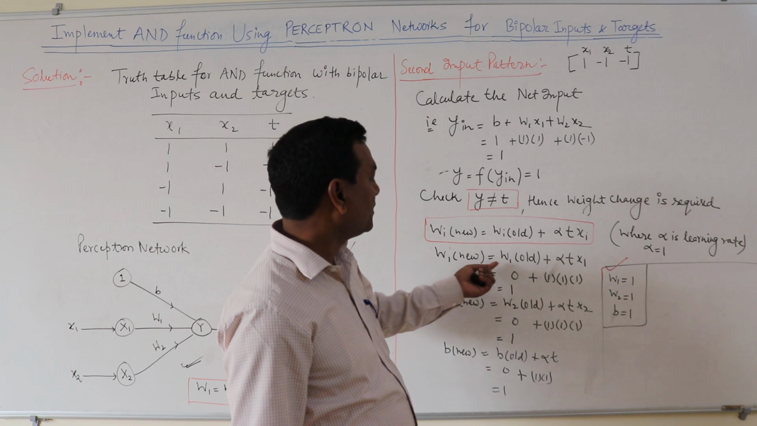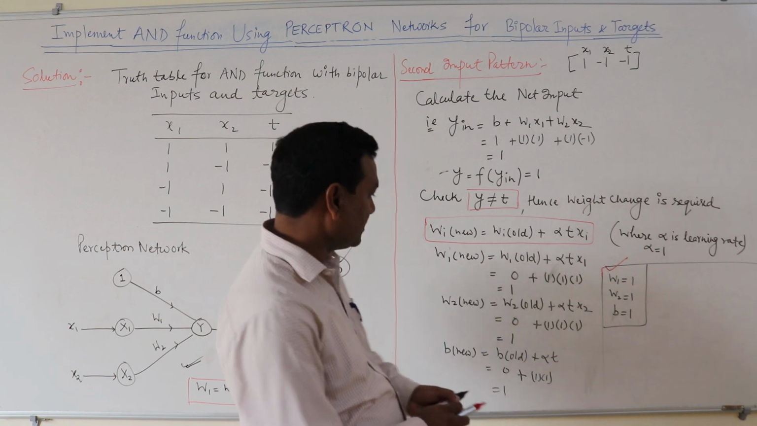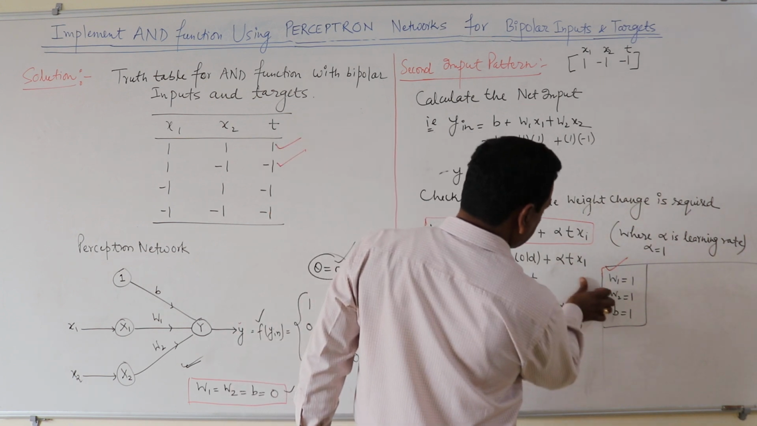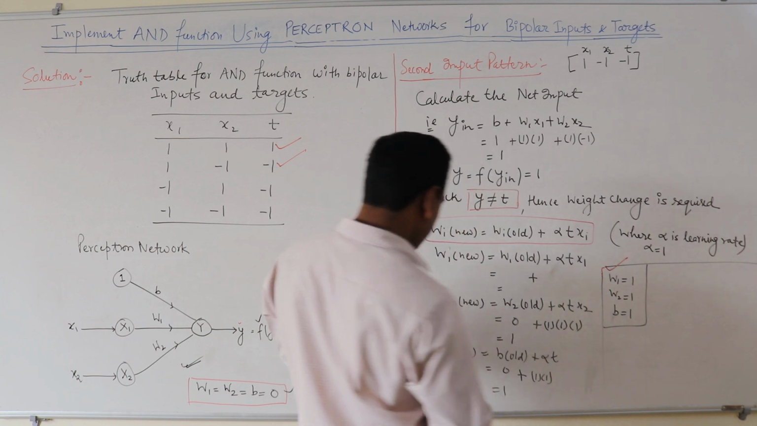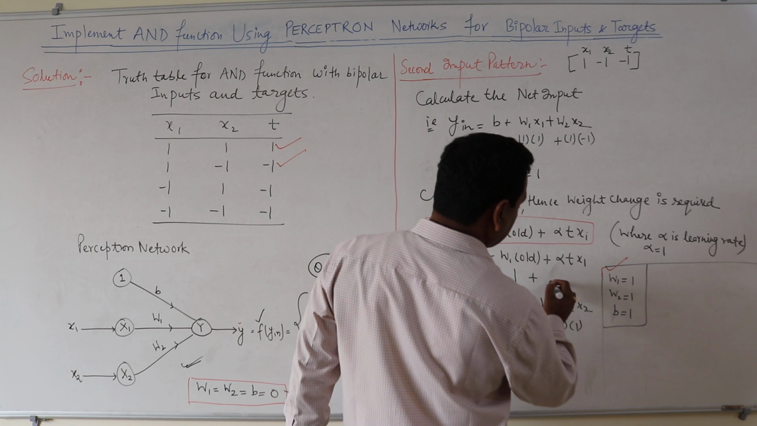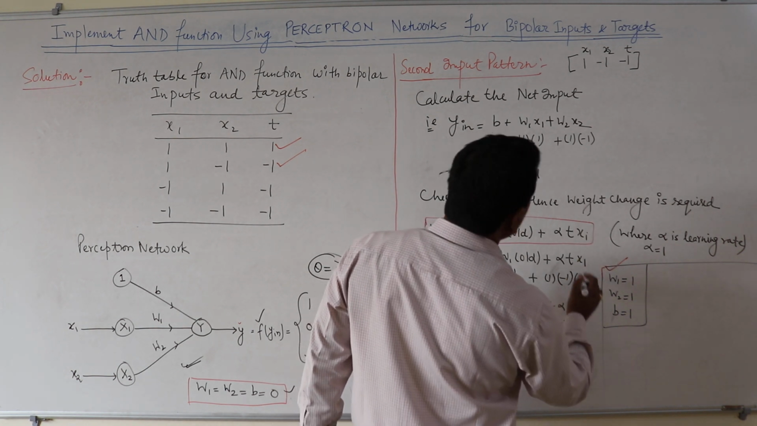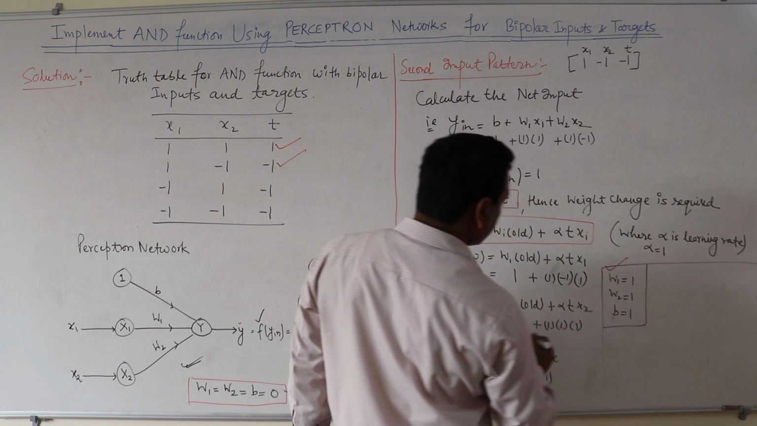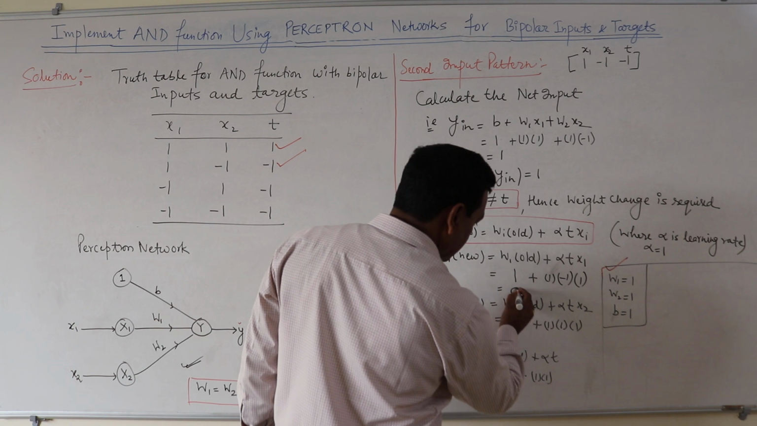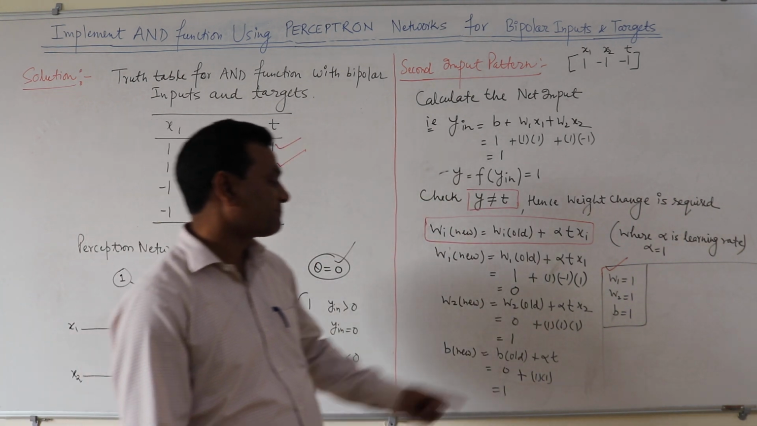Now W1 new will be equal to W1 old plus alpha t into x1, but the values of these have changed. So now W1 old is 1, alpha is 1, t is minus 1 and x1 is 1. So it will be 1 minus 1, this is 0. Now it comes out to be 0.